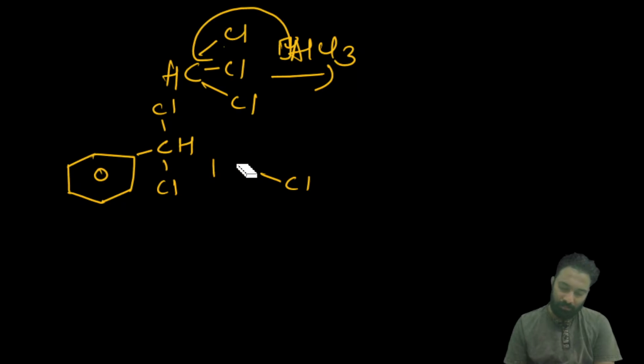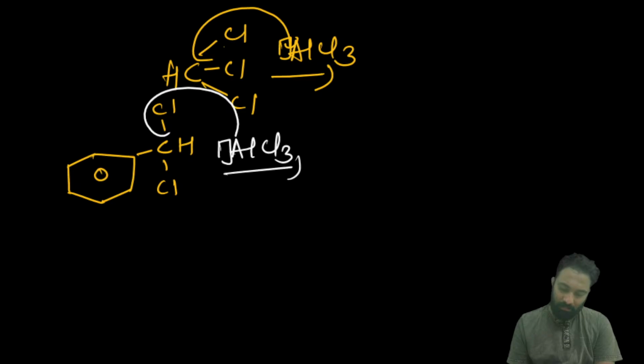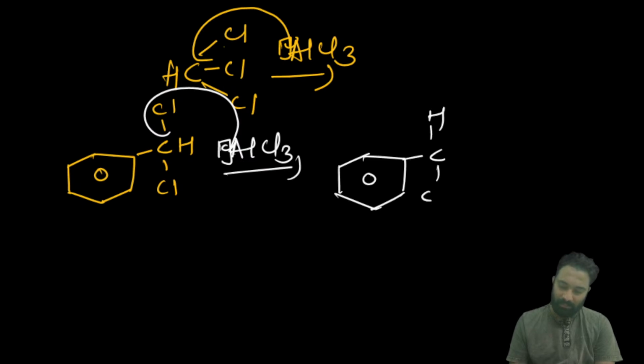Then after the first mole has reacted, comes the second mole. With the second mole, again we have excess AlCl3. Again this chlorine will be eliminated, and here the H, here the Cl, and here a positive charge. And this positive charge will go and attack the benzene again, in this manner. Clear?